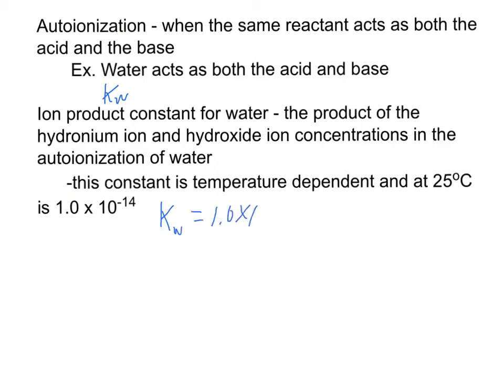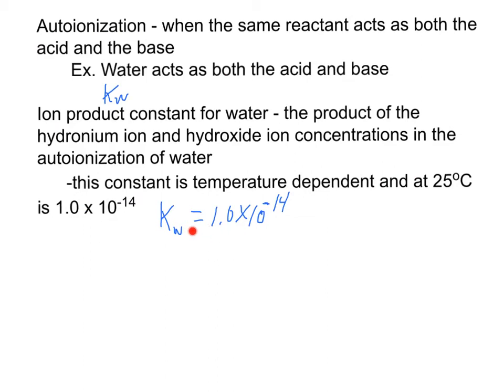I don't believe there's any unit on that. It's the concentrations of. But we can use this now for any acid or base reaction that is done at 25 degrees. The constant here is temperature dependent and changes with the temperature. So if one is given to you at a different temperature, they would also give you the new KW value. So we know that the KW is 1.0 times 10 to the negative 14th.